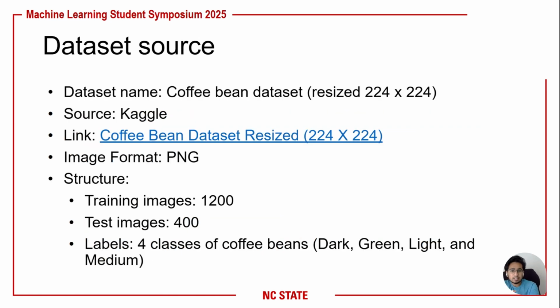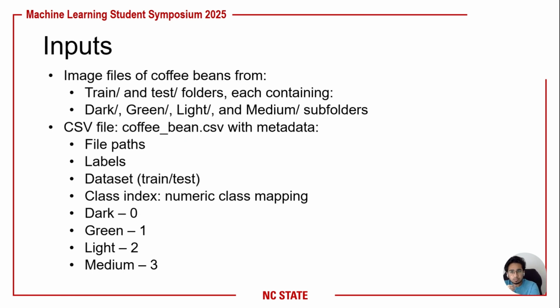So the data set that we took was the coffee bean data set. It has a total of 1600 images, of which 1200 are training images and 400 are test images, and they're classified into different labels: dark, green, light, and medium. Each image is of the size 224 by 224.